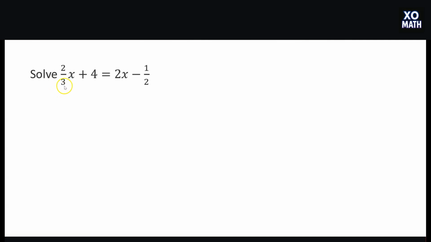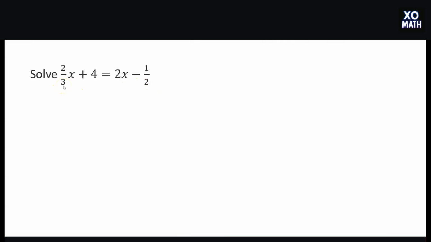Here we want to solve 2/3 x plus 4 is equal to 2x minus a half. And instead of jumping straight in and collecting like terms on each side of the equation, I'm going to start by trying to clear the fractions involved. So I want to clear 2/3 and 1/2. So I find the least common denominator between those two fractions, which is 6.